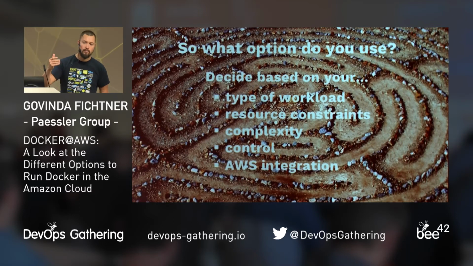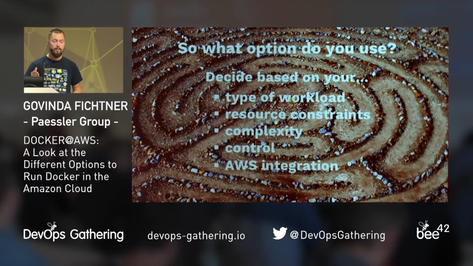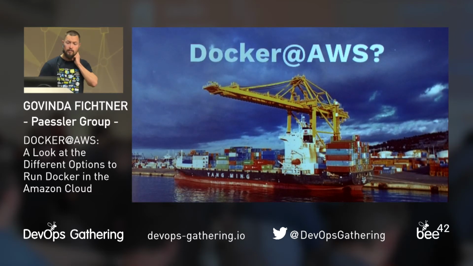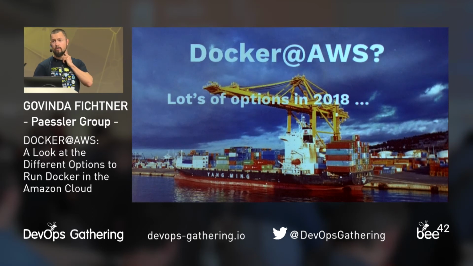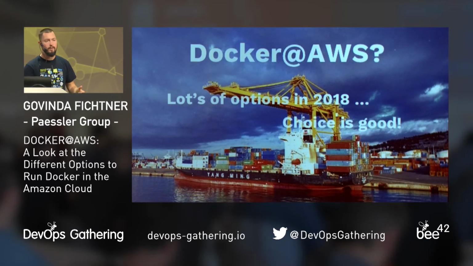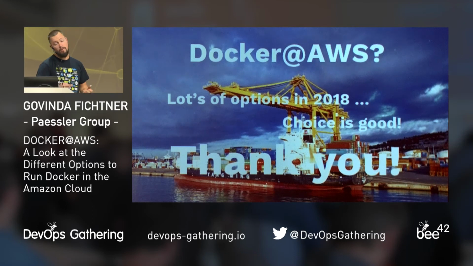Virtual machines, which you just run yourself, obviously are the ones where you have the least integration, and then you have the different options like running your own cluster with Docker CE or Docker Enterprise, where you have more integration, and then at the end of the spectrum you have ECS with a very deep integration into the AWS ecosystem. So that's basically the overview of the different options we have at AWS. In 2018, we have quite a lot of these, and I think that's a good thing, because choice is good. No use case fits everybody, and so well, that's it. Thank you.